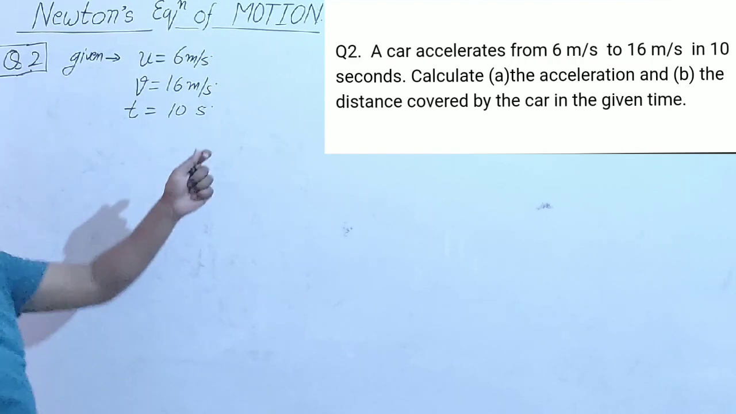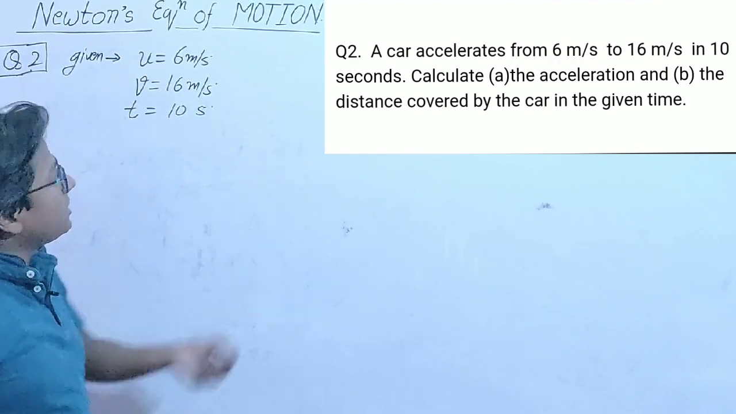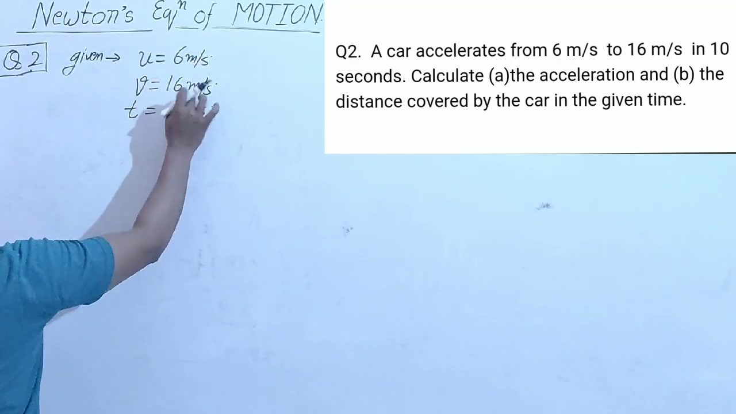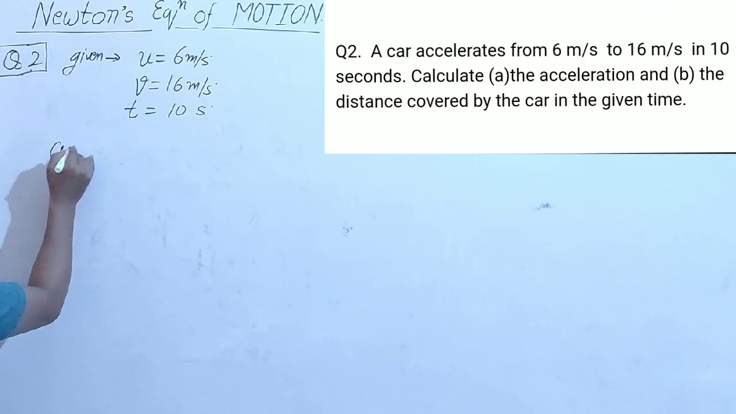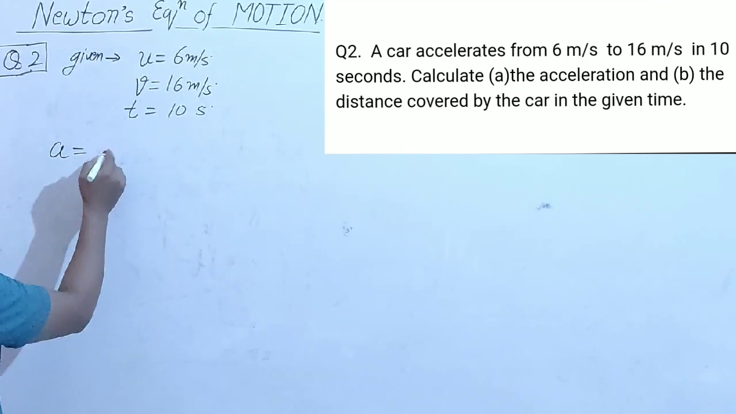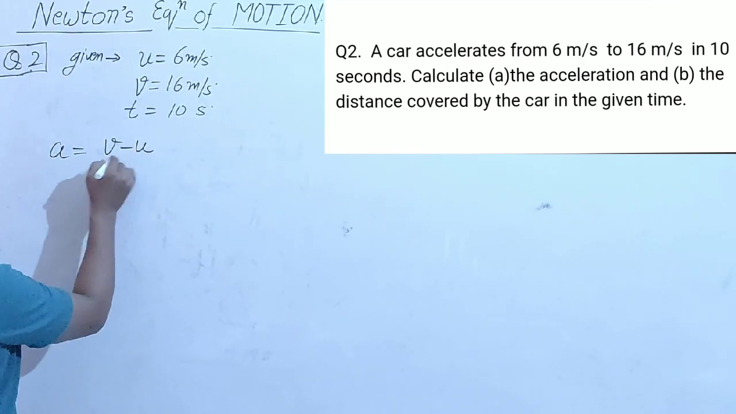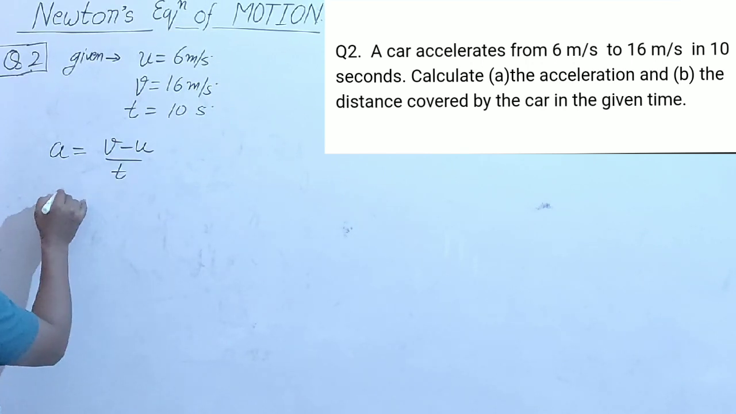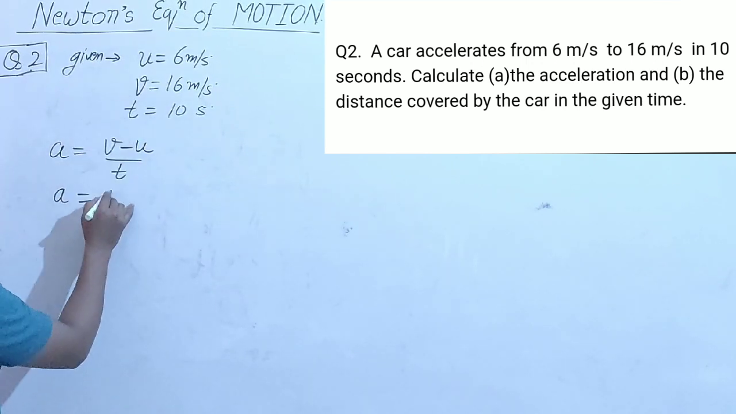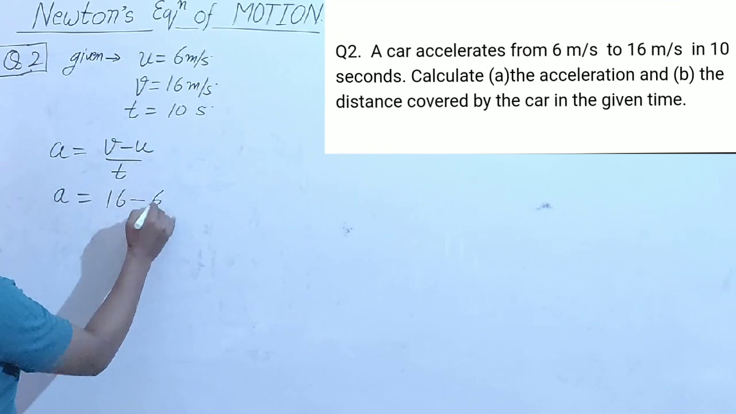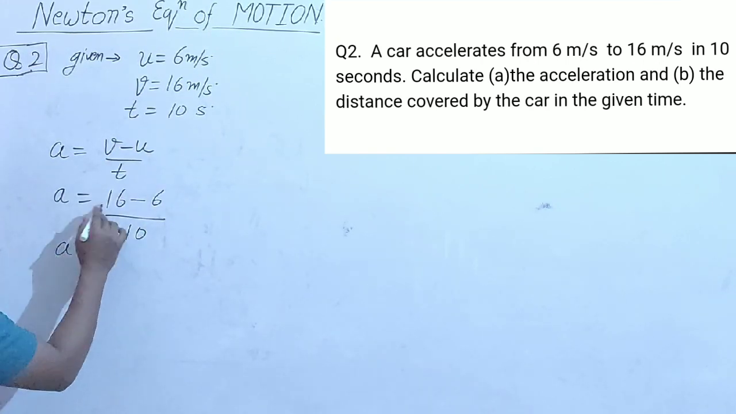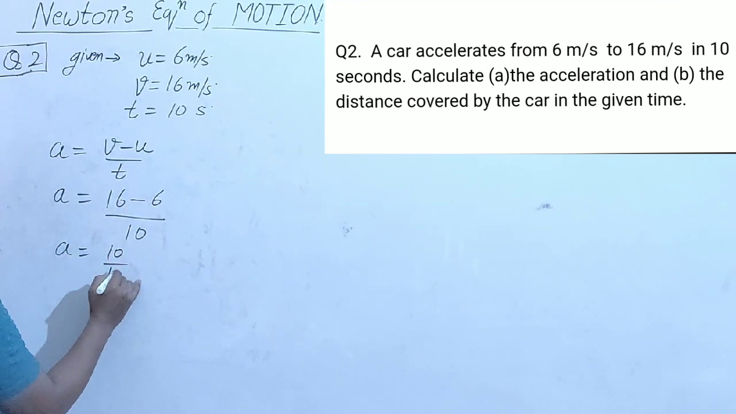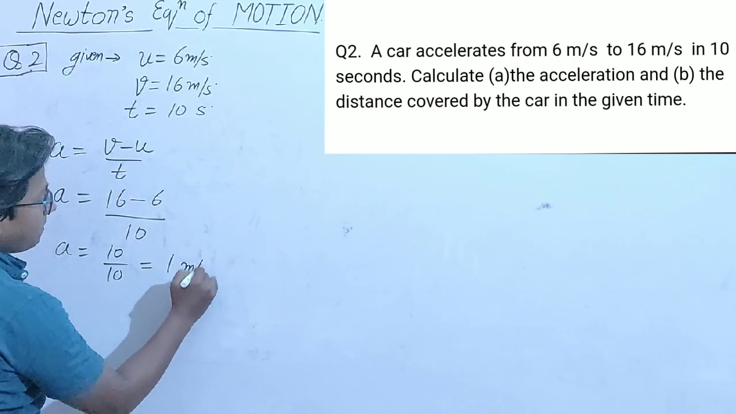So first question is asking calculate the acceleration. So meter per second, and 10 seconds. It is in MKS system, so we don't need to change it anywhere. So acceleration will be rate of change of velocity, means final velocity minus initial velocity by time. So calculating this, v is 16 minus u is 6 upon t will be 10. So it will be, acceleration will be 16 minus 6 upon 10, that is 1 meter per second square.